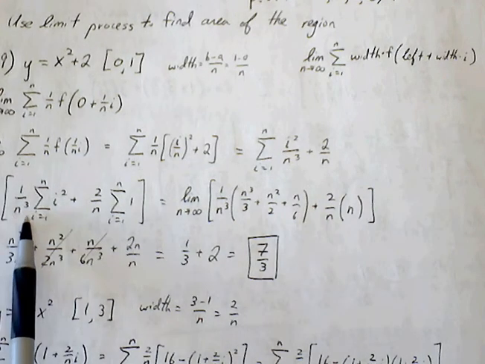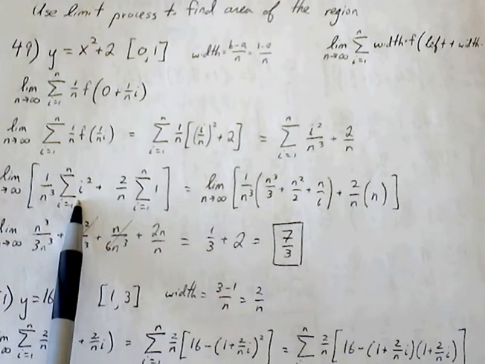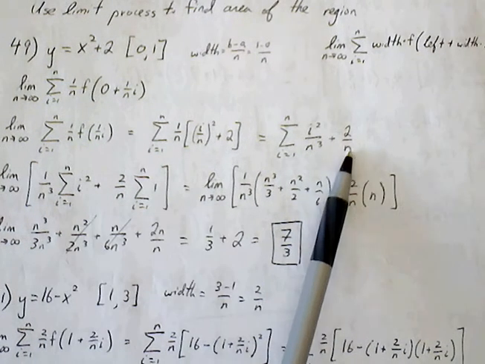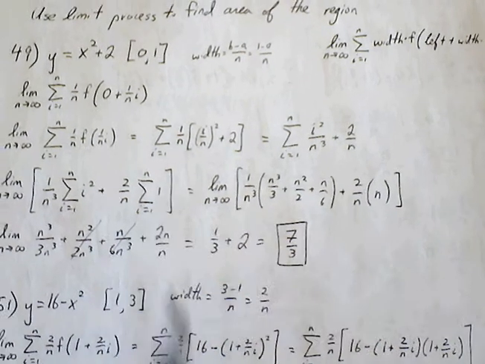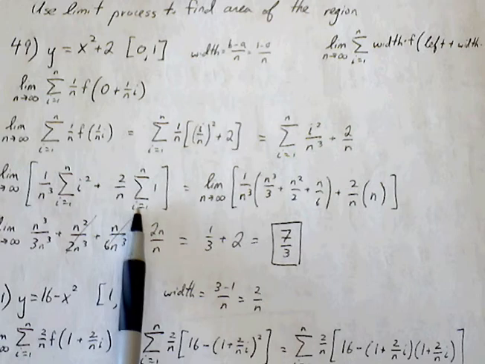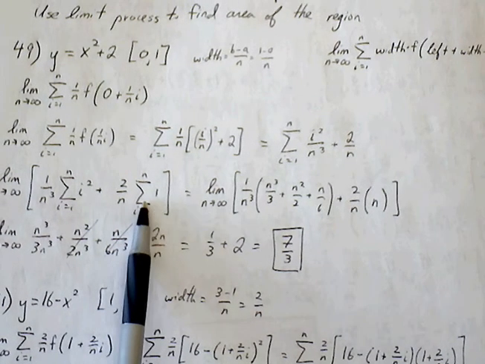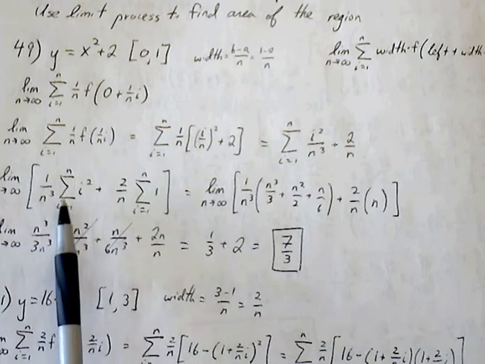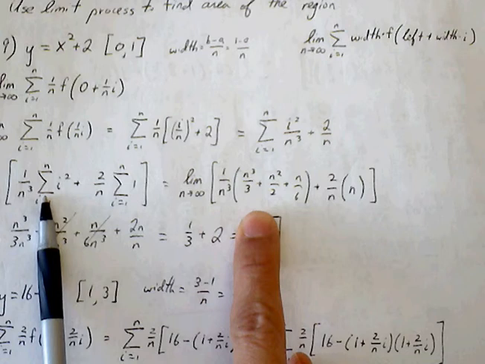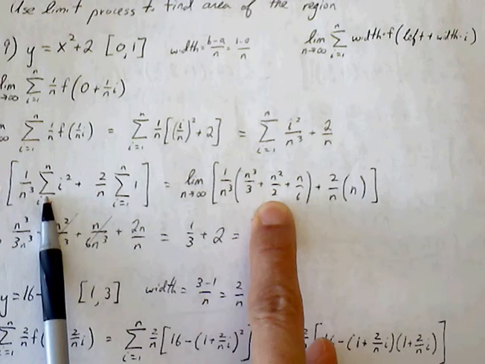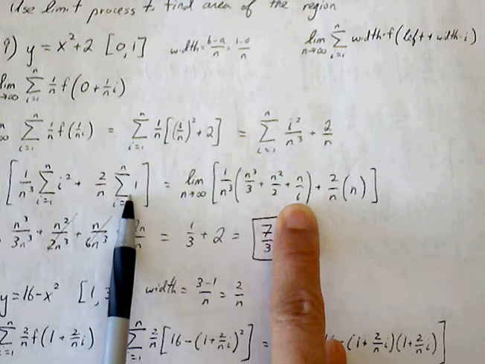So 1 over n cubed, summation from 1 to n of i squared. We do have a rule for this. And then 2 over n, we can pull this out and have the sum from 1 to n of the constant 1. We have a rule for this as well. So the summation from 1 to n of i squared gets replaced with n cubed over 3 plus n squared over 2 plus n over 6, and the summation from 1 to n of the constant 1 gets replaced with n.